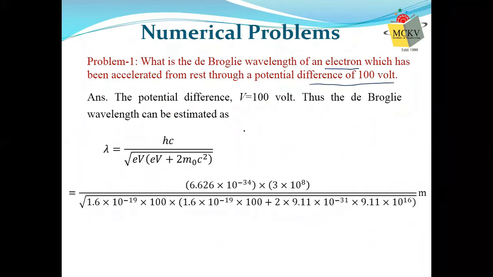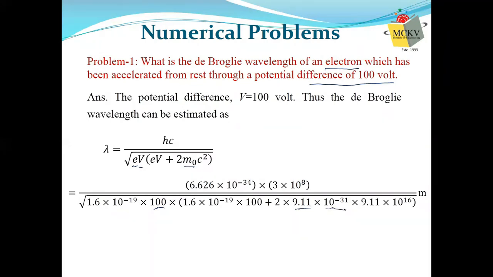Here all the quantities are known. h, the Planck's constant, is 6.626 into 10 to the minus 34 joule second. Velocity of light in free space is known as 3 into 10 to the power 8 meter per second. Charge of electron is known. V is supplied in the question as 100 volt. Rest mass of the electron is known as 9.11 into 10 to the power minus 31 kg.